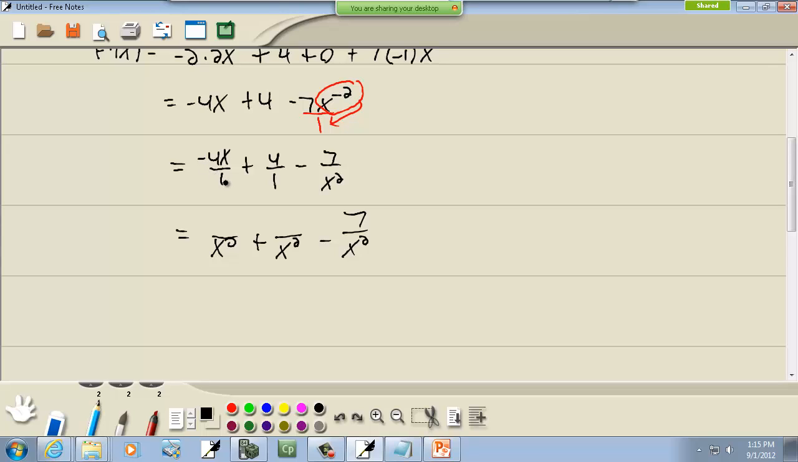On my first fraction, I multiplied the bottom part by x squared, so I have to multiply the top part by x squared. So I got negative 4x times x squared. On my second fraction, I multiplied the bottom part by x squared, so I have to multiply the top part by x squared. So I got 4 times x squared. So that gives us negative 4x to the third over x squared plus 4x squared over x squared minus 7 over x squared.